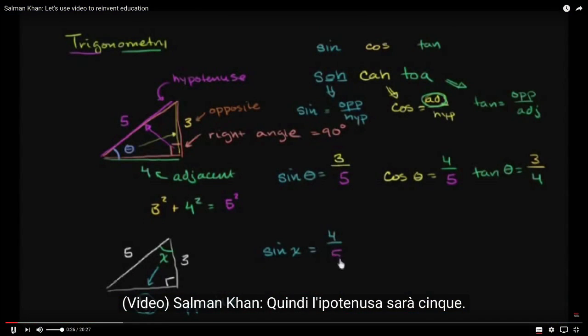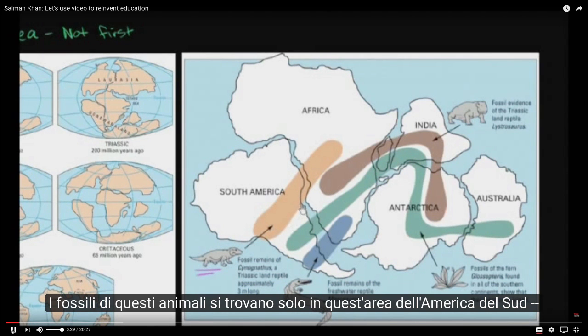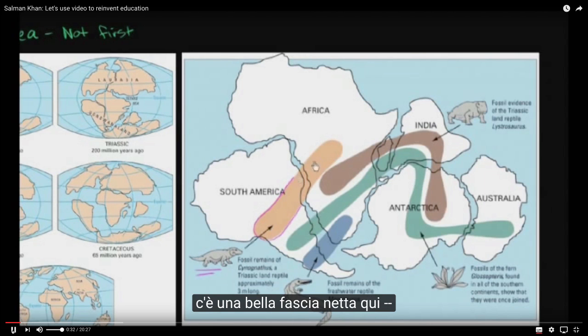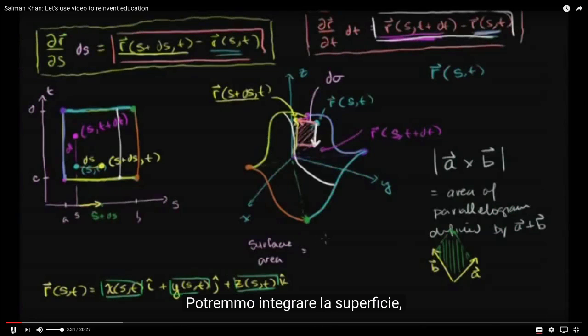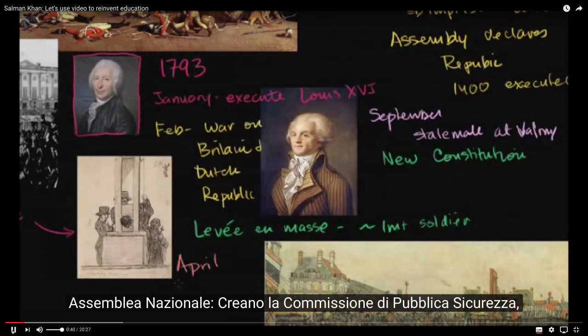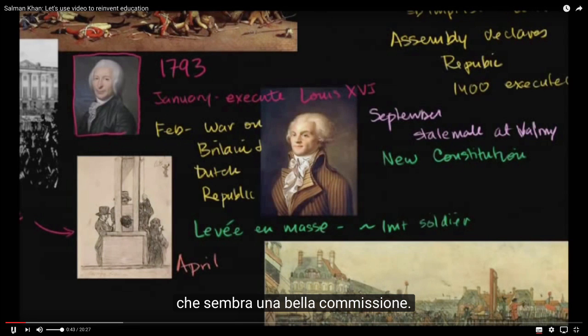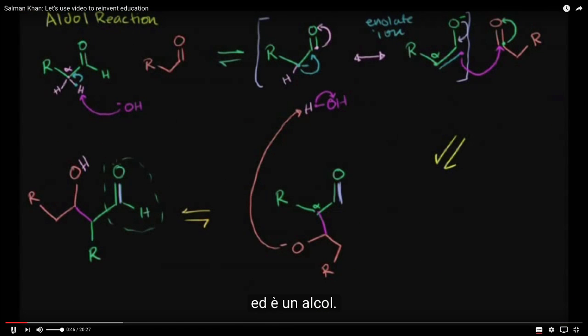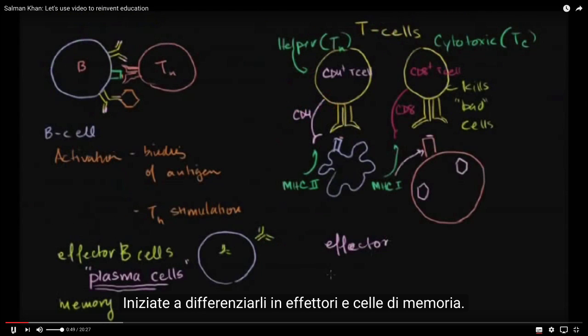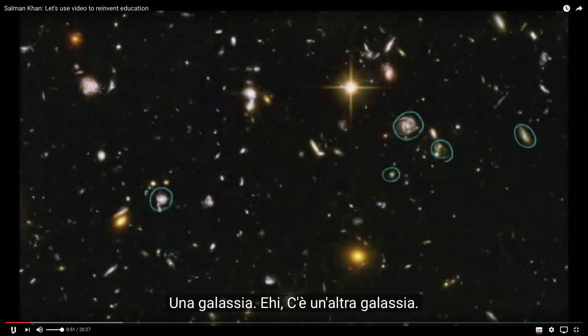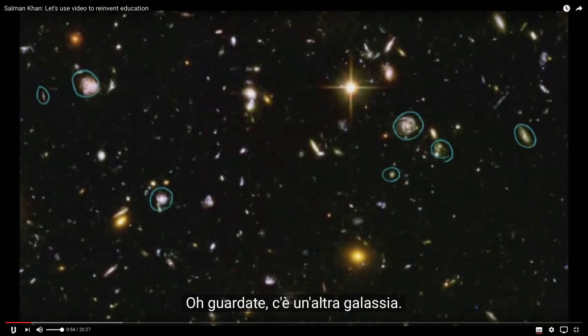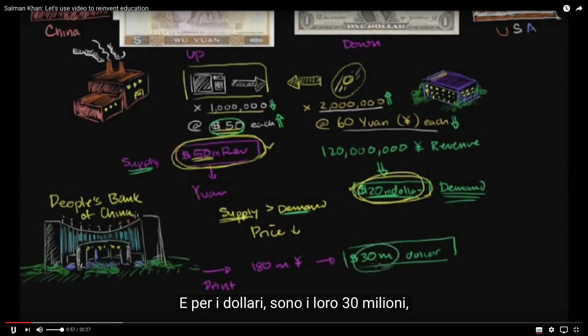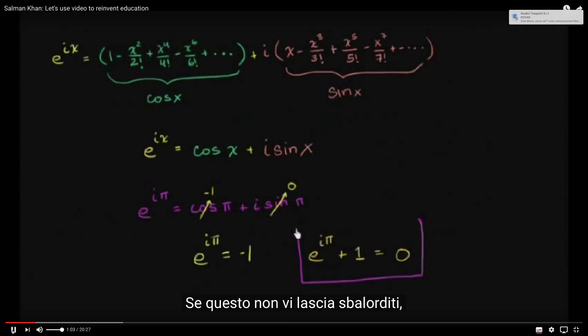So the hypotenuse is now going to be 5. This animal's fossils are only found in this area of South America, a nice clean band here, and this part of Africa. We could integrate over the surface, and the notation usually is a capital sigma. National Assembly, they create the Committee of Public Safety, which sounds like a very nice committee. Notice this is an aldehyde, and it's an alcohol. Start differentiating into effector and memory cells. A galaxy. Hey, there's another galaxy. Oh, look, there's another galaxy. And for dollars is their 30 million plus the $20 million from the American manufacturer. If this does not blow your mind, then you have no emotion.